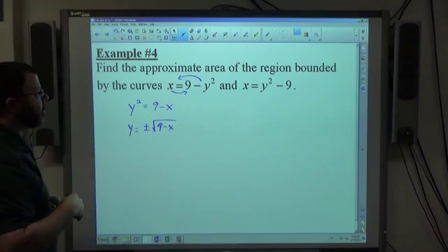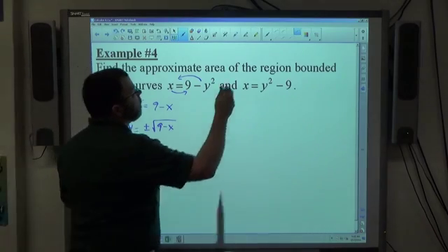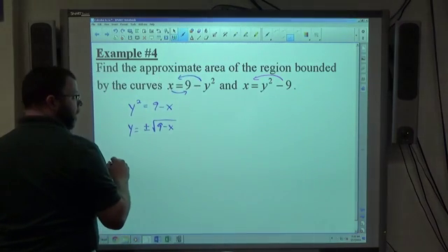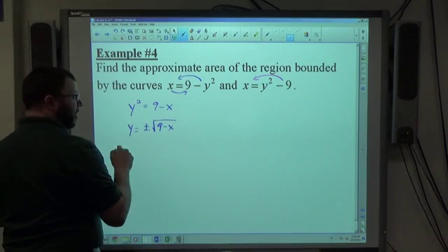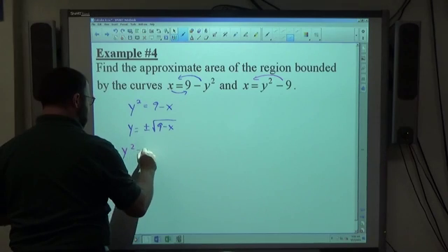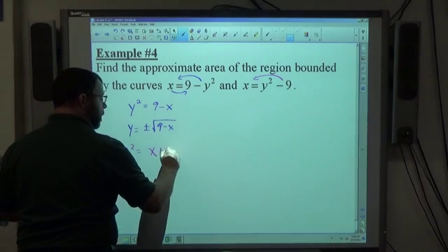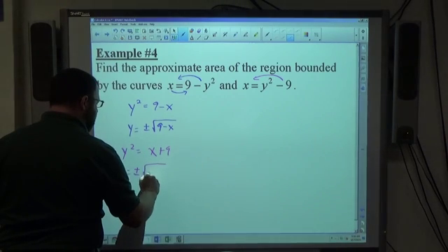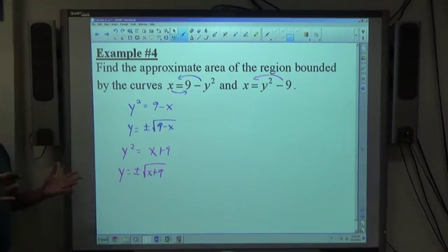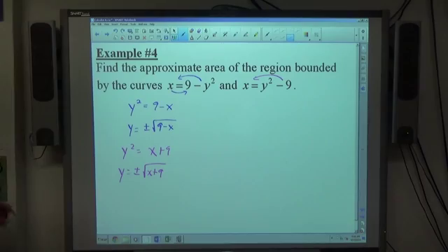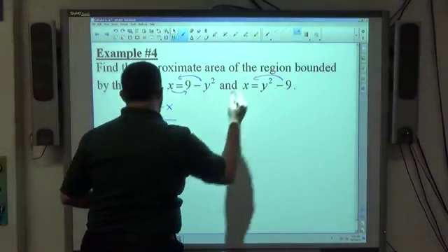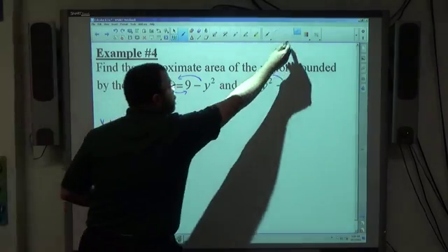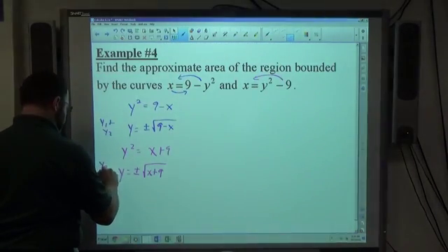We're going to graph these on our calculator in a moment. Do the same thing for this one. Y squared is already positive, so I slide the 9 over there. I'm going to get y squared equals x plus 9, or 9 plus x, take your pick. So y is going to equal plus or minus the square root of x plus 9. You want to get them both to say y equals so your calculator can graph them. This is going to be y1 and y2, and this one's going to be y3 and y4.